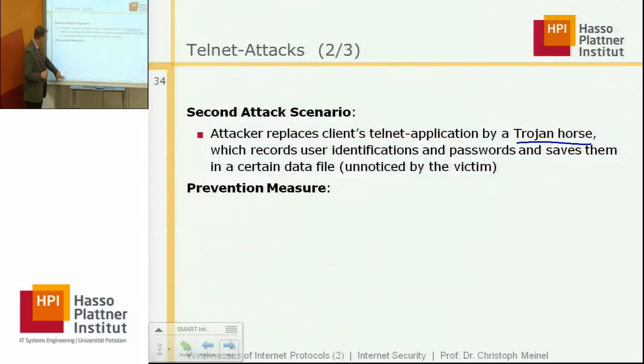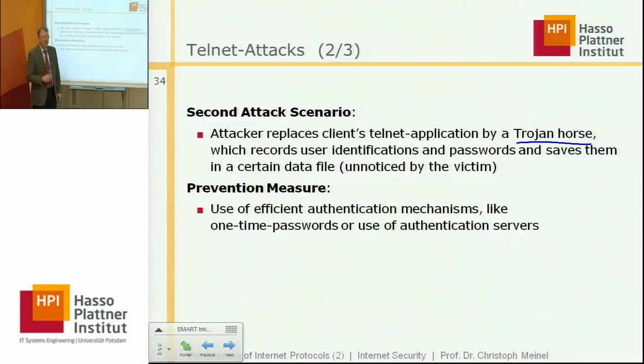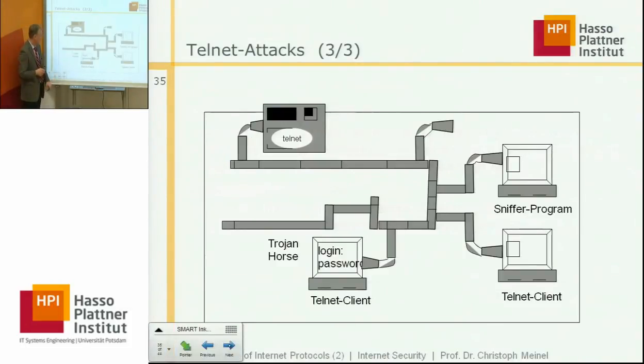So prevention methods here are the use of efficient authentication mechanisms. You see in all this not only encryption for hiding the information, so that it's difficult for attackers to get access. An equally important problem is to find out who my partner is and to have efficient authentication mechanisms. We mentioned and discussed this. For example, one-time passwords are a good choice.